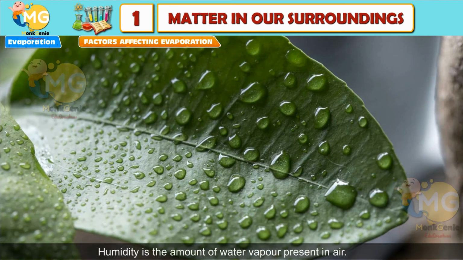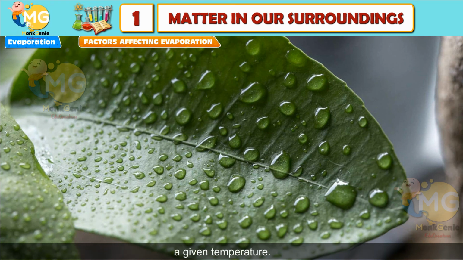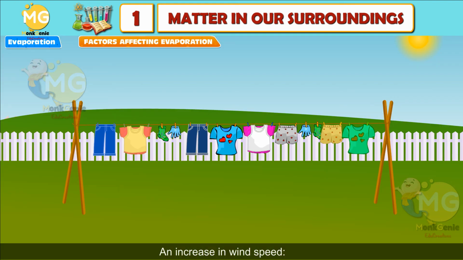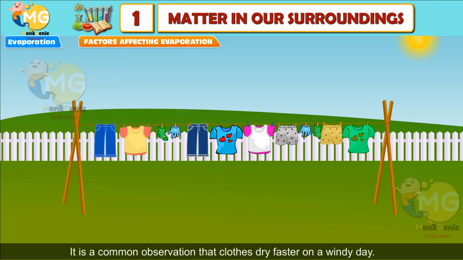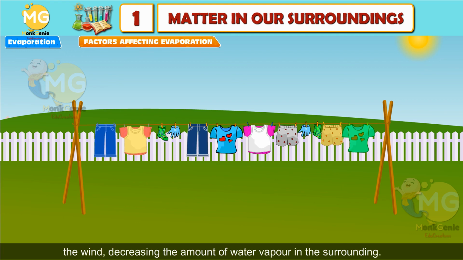A decrease in humidity. Humidity is the amount of water vapor present in air. The air around us cannot hold more than a definite amount of water vapor at a given temperature. If the amount of water in air is already high, the rate of evaporation decreases. An increase in wind speed. It is a common observation that clothes dry faster on a windy day. With the increase in wind speed, the particles of water vapor move away with the wind, decreasing the amount of water vapor in the surrounding.